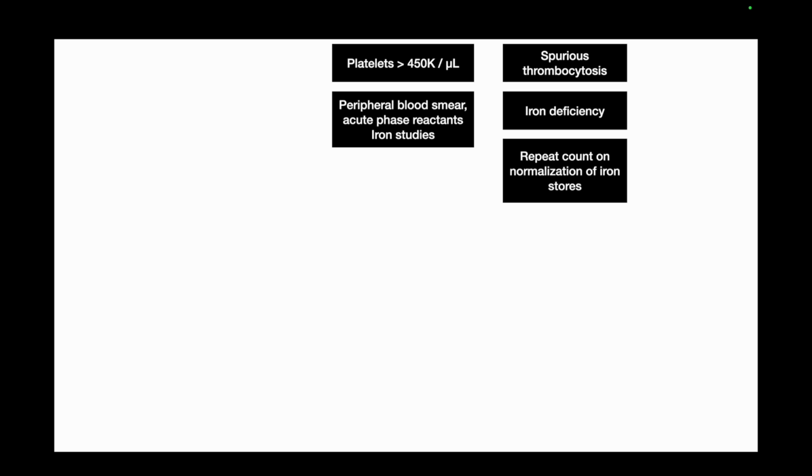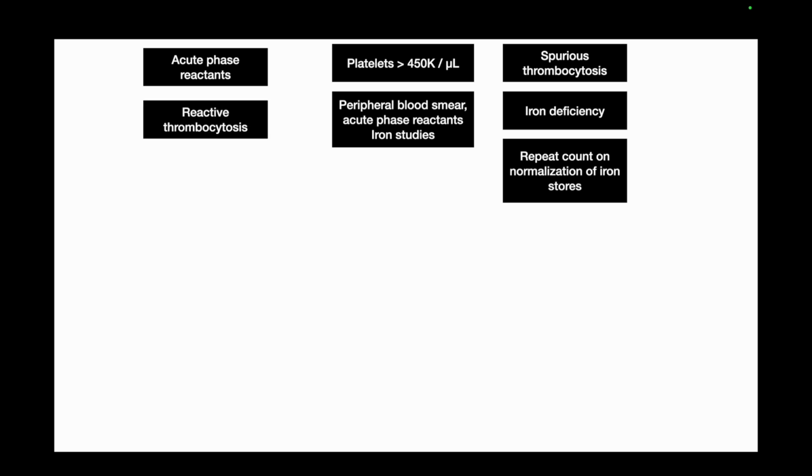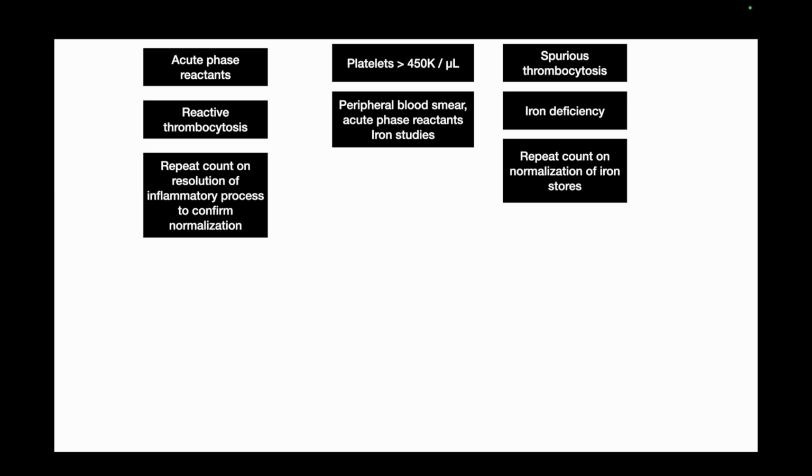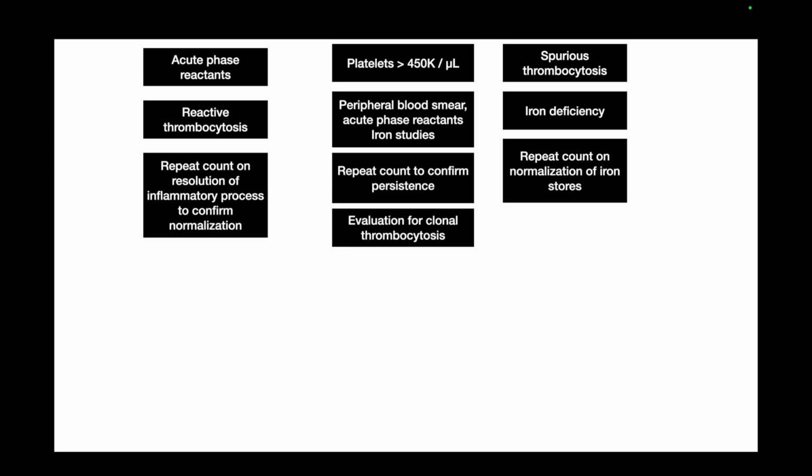Now, if the platelet count is more than 450,000 per microliter, see if it is spurious thrombocytosis. Rule out spurious thrombocytosis. Then go for peripheral blood smear, acute phase reactants, and iron studies. If there is iron deficiency, repeat count on normalization of iron stores, and then acute phase reactants. If the acute phase reactants are present, this is reactive thrombocytosis. Repeat count on resolution of inflammatory process to confirm normalization. And if these two are not present, reconfirm the persistence of thrombocytosis. If it is there, go for evaluation of clonal thrombocytosis.